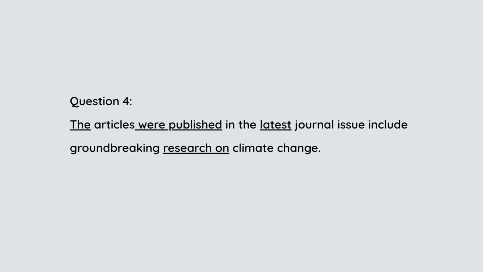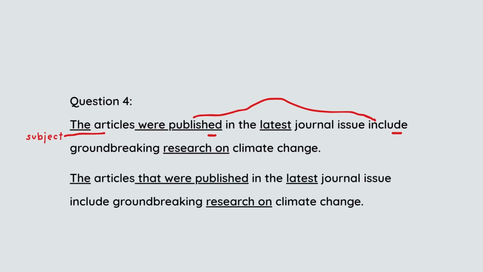Look at question 4. The subject in this sentence is the articles, but the sentence has two potential verbs, were published and include. Here's the problem. You can't have two main verbs in one clause without a conjunction. The structure here is confusing because it tries to make were published and include act like they belong in the same sentence structure, but they don't. What the sentence is actually trying to say is, the articles that were published in the latest journal issue include groundbreaking research on climate change.